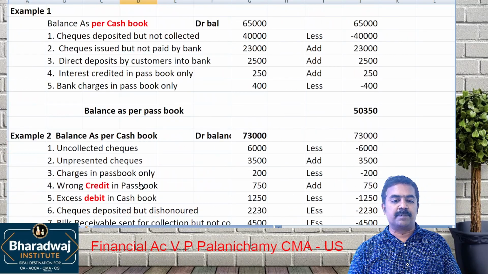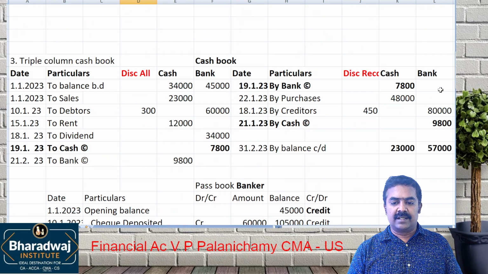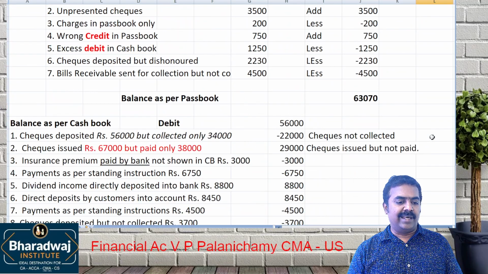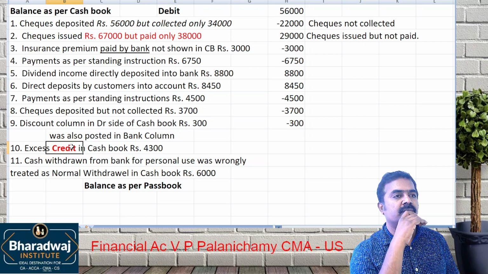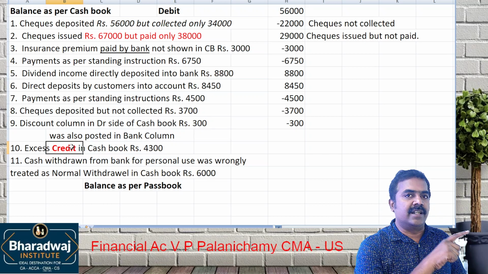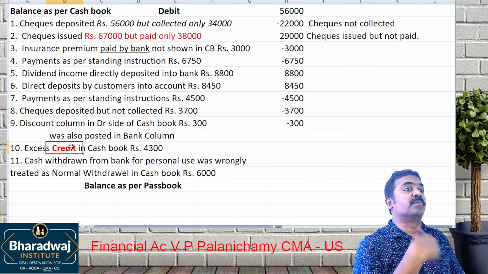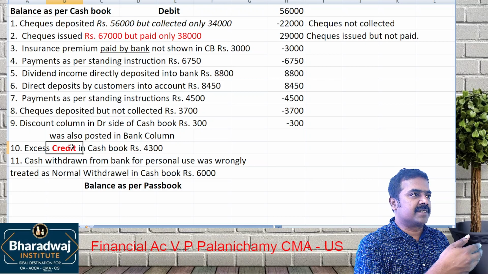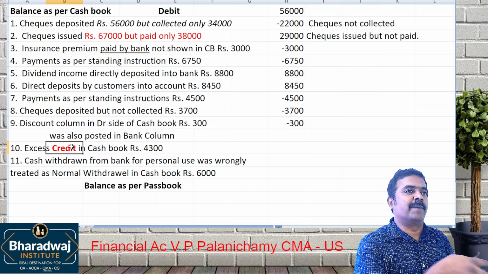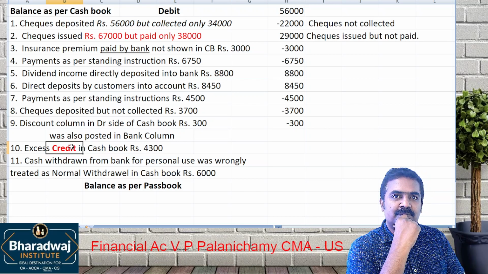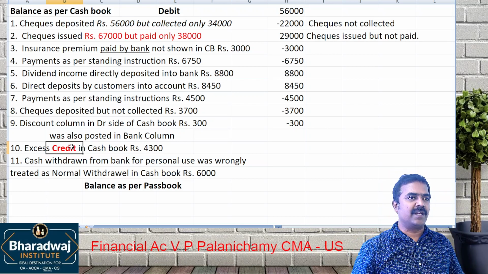We have credited in the cash book. Credit in the cash book means withdrawal. Debit is not deposit here; credit means withdrawal in the cash book. Excess credit in cash book. On the credit side we have put more amount. On the payment side we have put more amount. When you put more amount on the payment side, what will happen? Balance will come down.